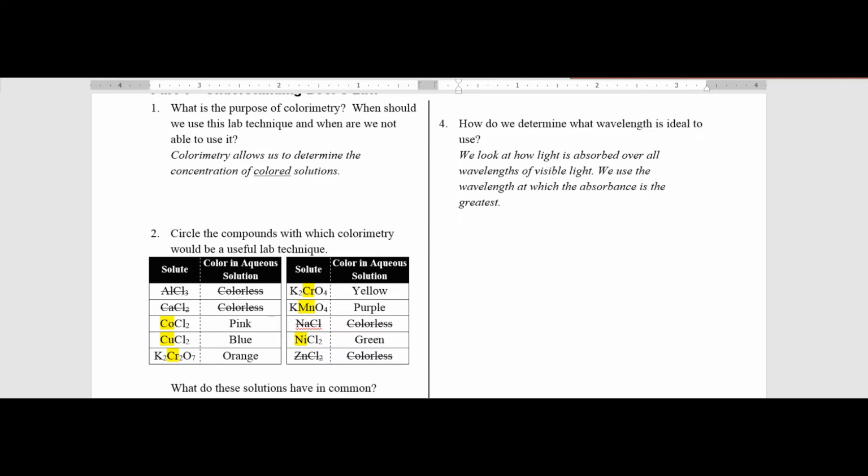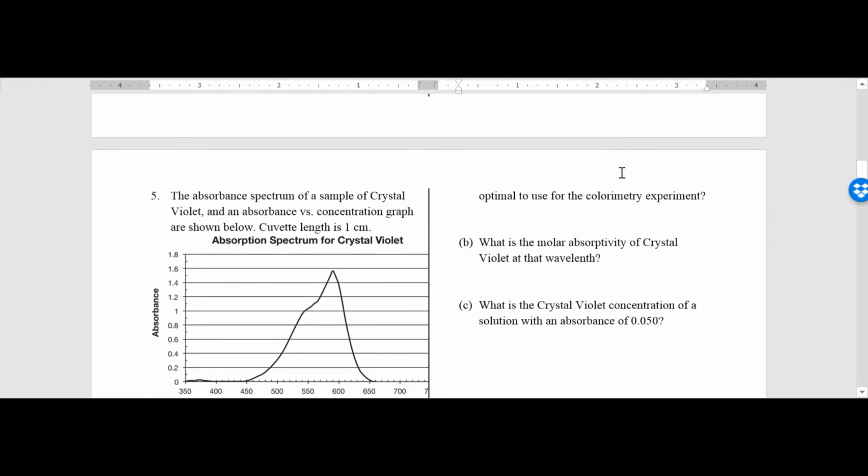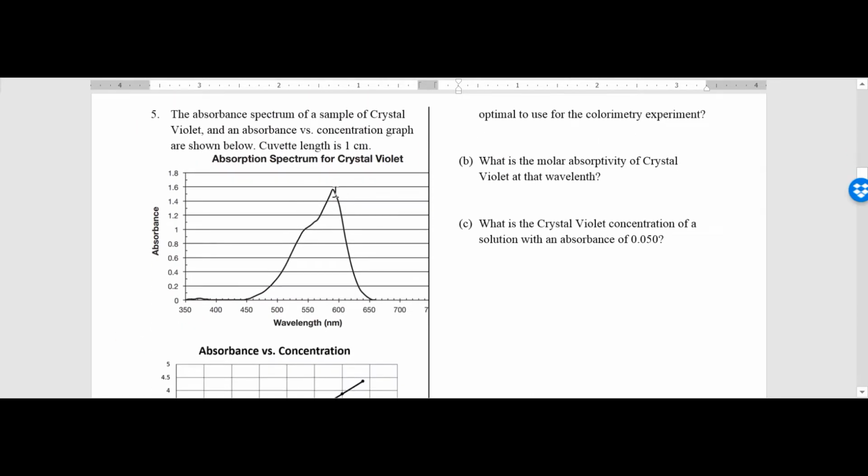Okay, so question number 4 says, how do we determine what wavelength is ideal to use? We look at how light is absorbed over all of the wavelengths of visible light. We use the wavelengths at which the absorbance is the greatest. So remember on our spec data on the iPad, we looked at the peak. That was where we wrote down our absorbance. So we only want to look at the peak. If I scroll way down here to this graph, the peak is right here. I'll go ahead and highlight that for you guys. We're only going to look at the peak of this solution right here. That is where absorbance is the greatest, and that's where we want to look for our absorbance data.